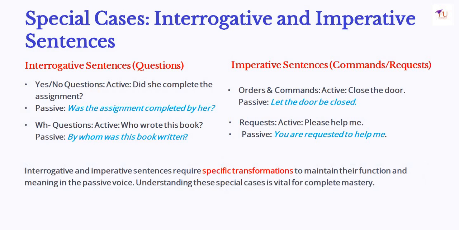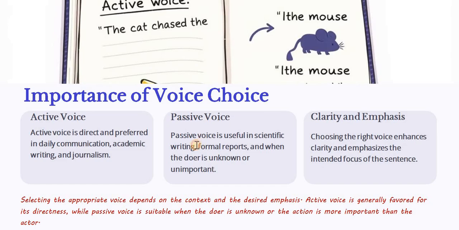Now, let's move on to another discussion, the importance of voice and choice. Active voice is direct and preferred in daily communication, academic writing and journalism. Passive voice is useful in scientific writing, formal reports, and when the doer is unknown or unimportant. When the agent is not important, meaning the subject is not important, we use the passive voice. In passive voice, the action is important, not the one who has done the action.